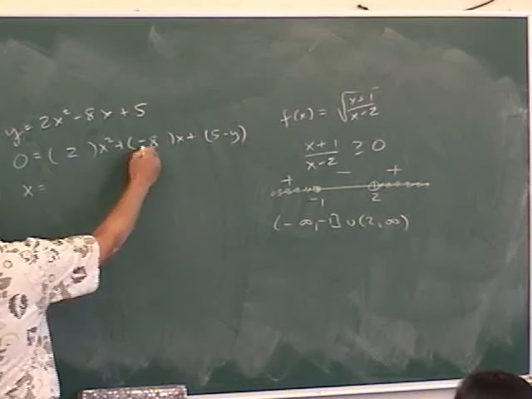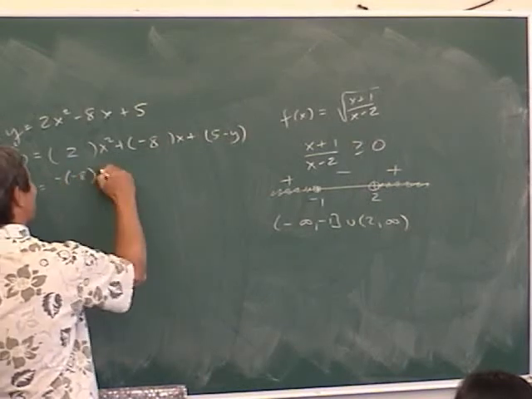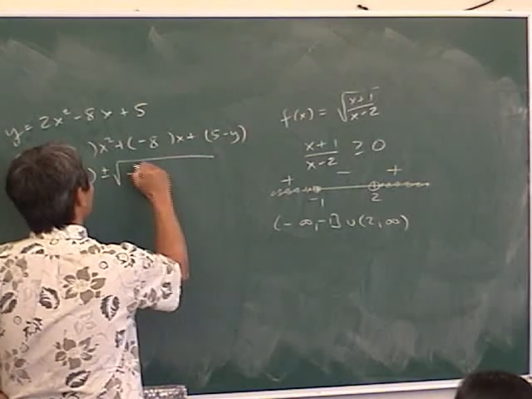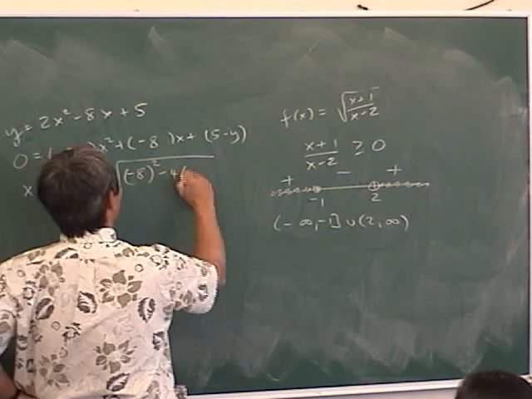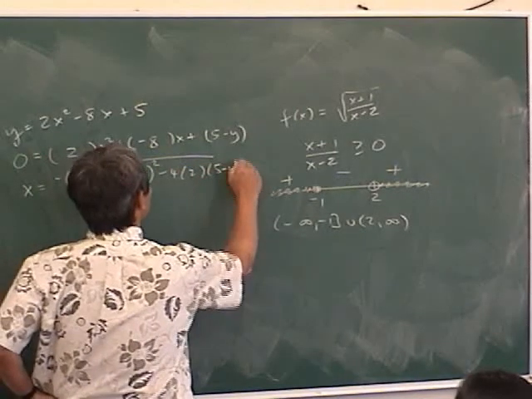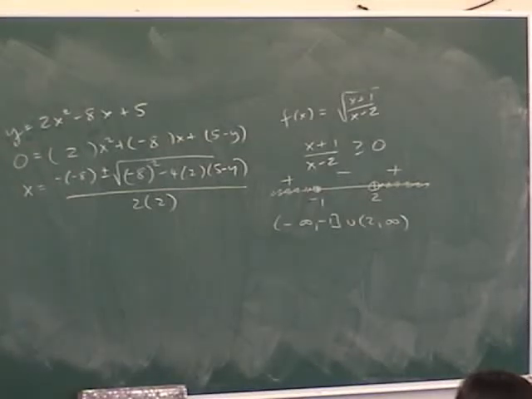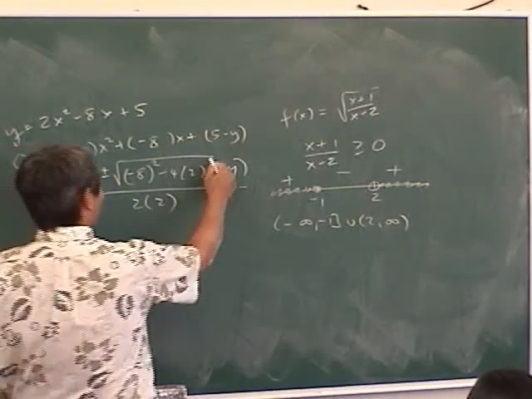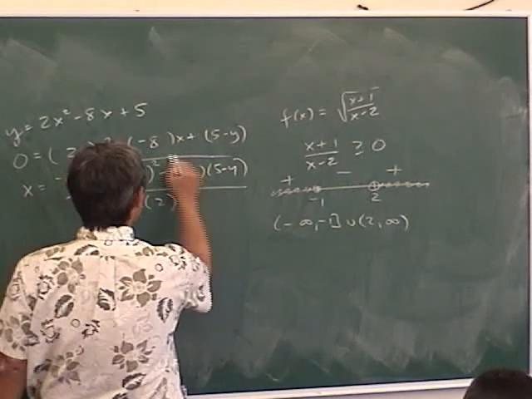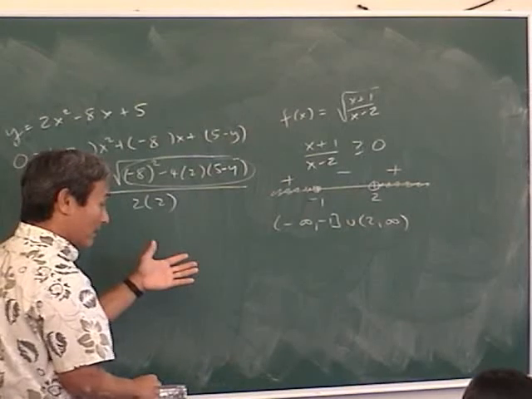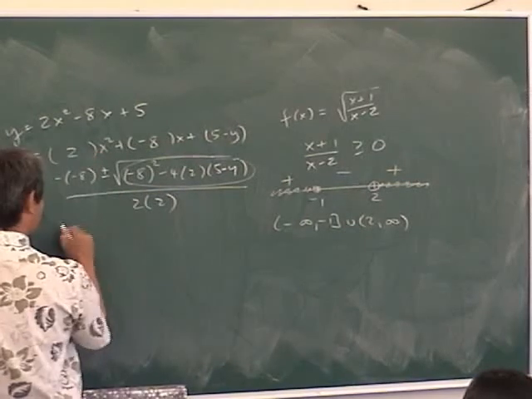x equals negative b plus or minus the square root of b squared minus 4ac, all over 2a. Oh, Mr. Park, this is a lot of work. Yeah, but that's what you got to do sometimes. And then now what? Well, whenever you see a square root, the inside has to be greater than or equal to 0. So the inside, let's start simplifying.